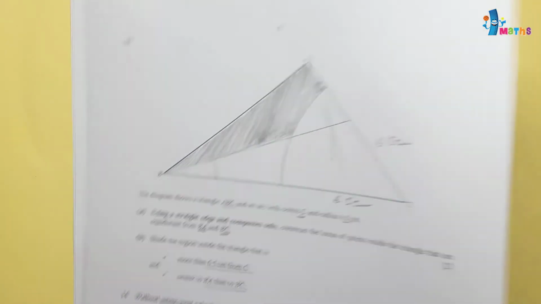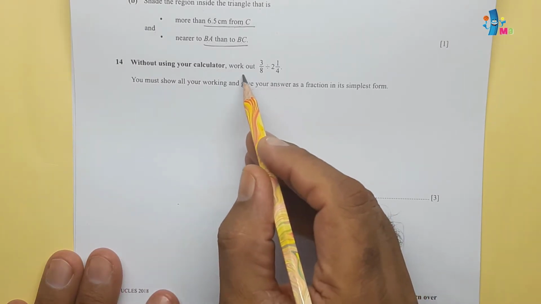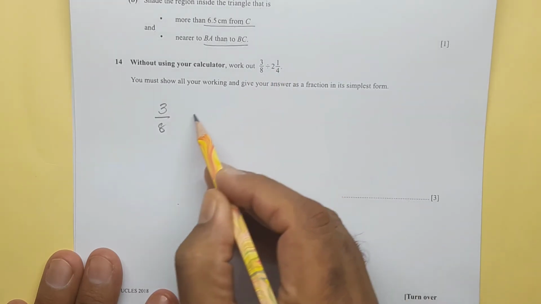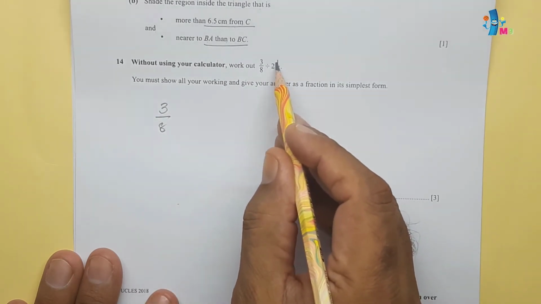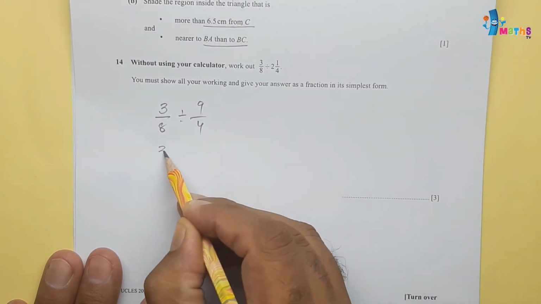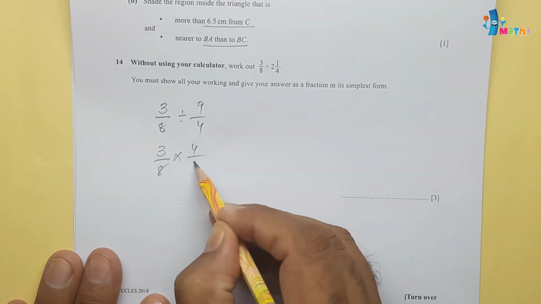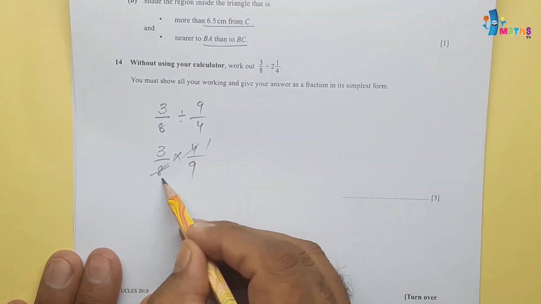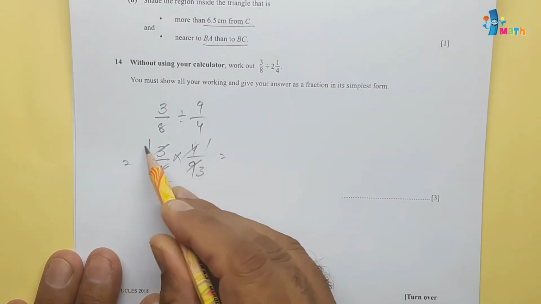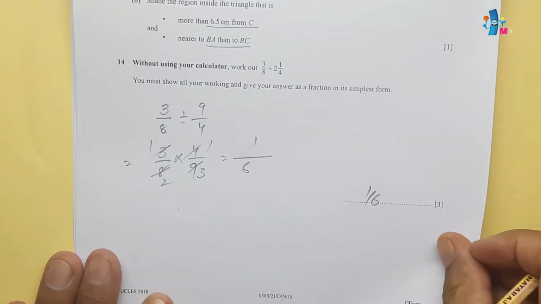And now question number 14, without using your calculator, work out this. So we can write 3/8, and this mixed fraction we can change. 4 2s are 8, 8 plus 1 will be 9, so 9/4. So it is a division by 9/4. Next step we can change the division into multiplication, and the reciprocal of this one will be 4/9. 4 1s are 4, 4 2s are 8, and 3 1s are 3, and 3 3s are 9. So this will be equal to 1/6. So our answer will be 1/6.